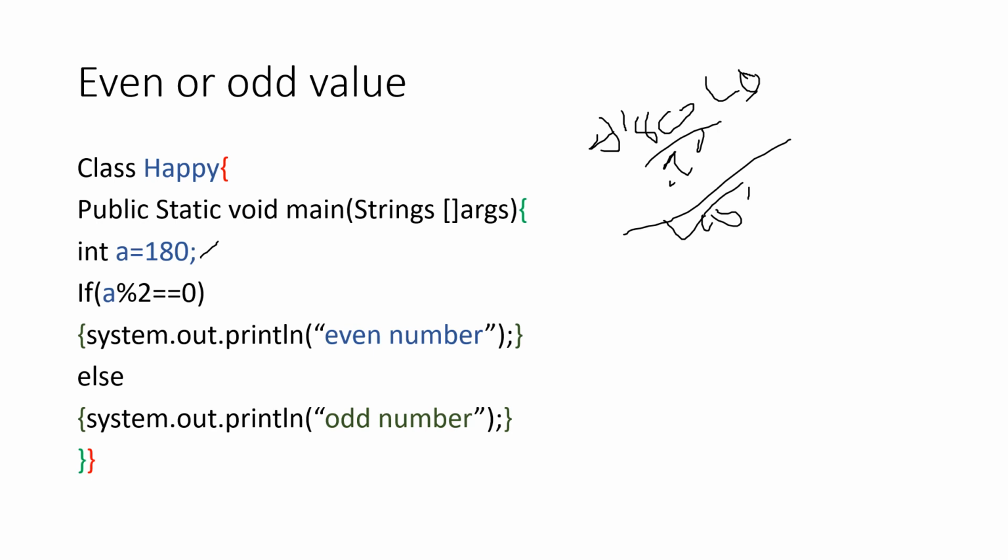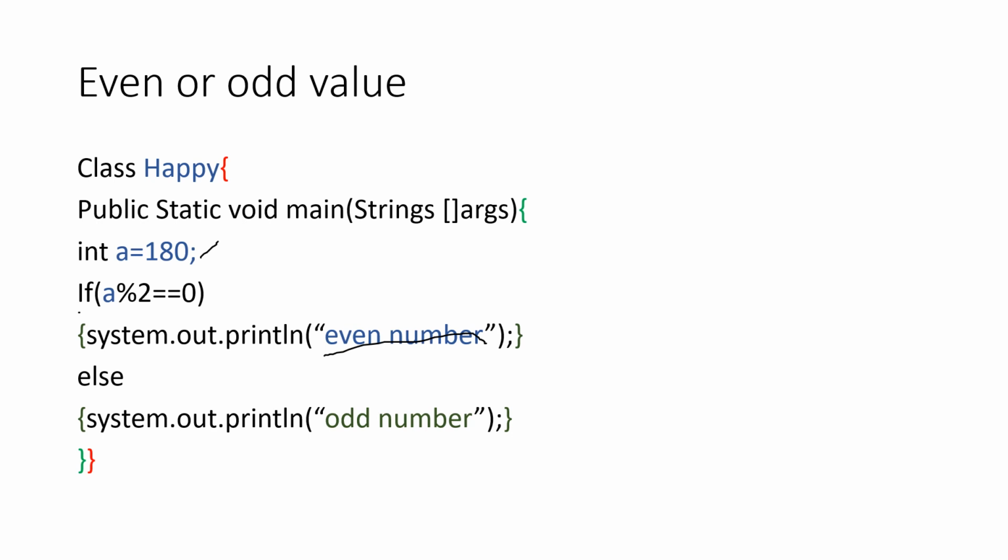Now we need to find out whether a is even or odd. For that we have written a condition: if a modulus by 2 is equal to 0, then it will execute System.out.println saying it is an even number. If it is not divisible, that is, a modulus by 2 is not 0, then it will print that it is an odd number. Since we have taken 180, it will execute and give the result as an even number.